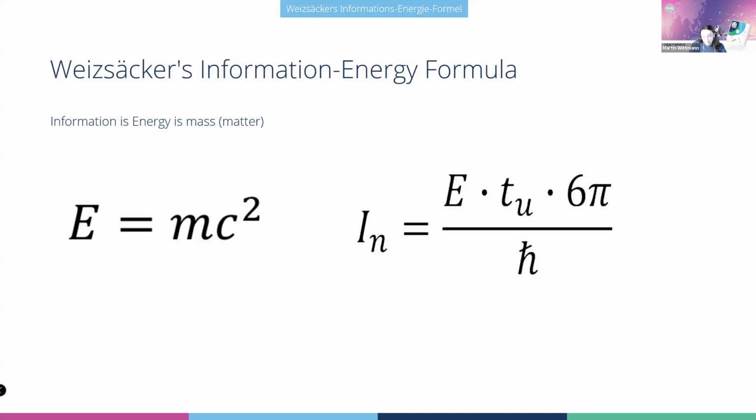And on the right side, you see the information formula. As you can see, the information is also made up of energy, time, 6 times phi, and divided by the Max Planck constant. And that means that information has an energy. Very, very small energy, but it has an energy. And that also makes you aware that information actually does something, because something that has energy definitely does something.